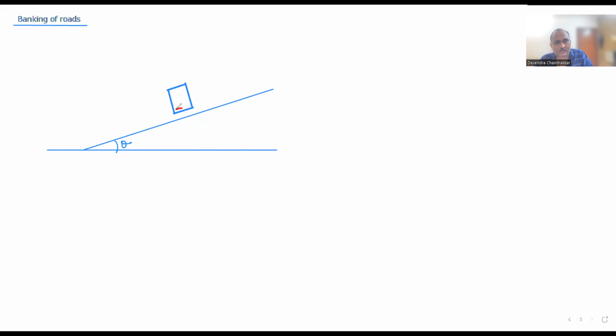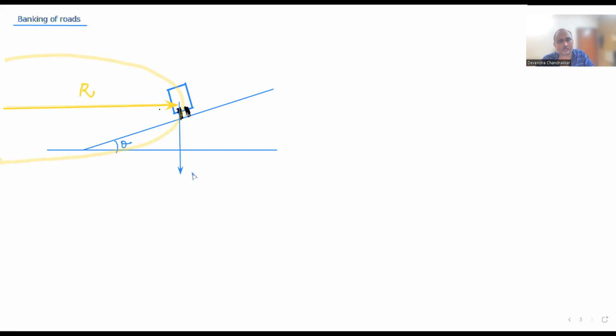Here what happens is, this object is taking a turn on this banked road. These are its tires, and you are seeing the rear view of it. This is the radius of the circular track.